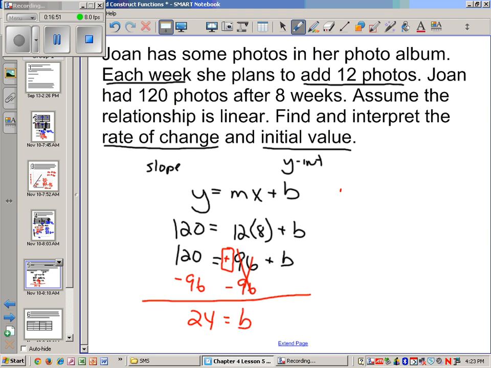So we do that. We have our Y equals our 12, which is our constant rate of change still, times X amount of weeks, plus our initial startup of 24 photos. So right there, Y equals 12X plus 24. You could find out how many photos Joan had after 52 weeks, after a year. You could double 104 after 2 years. Any number of weeks right there would be able to tell you how many photos Joan has added to her collection. Okay, let's move on to our next example.